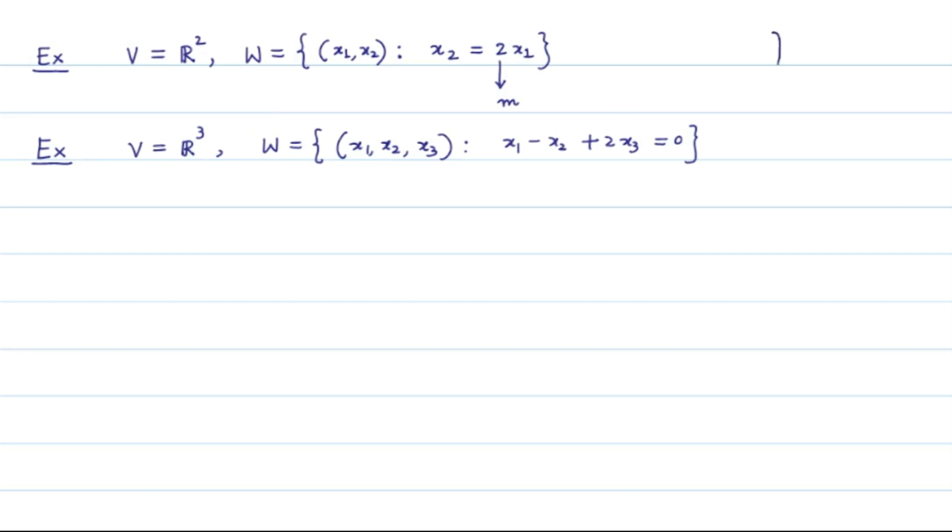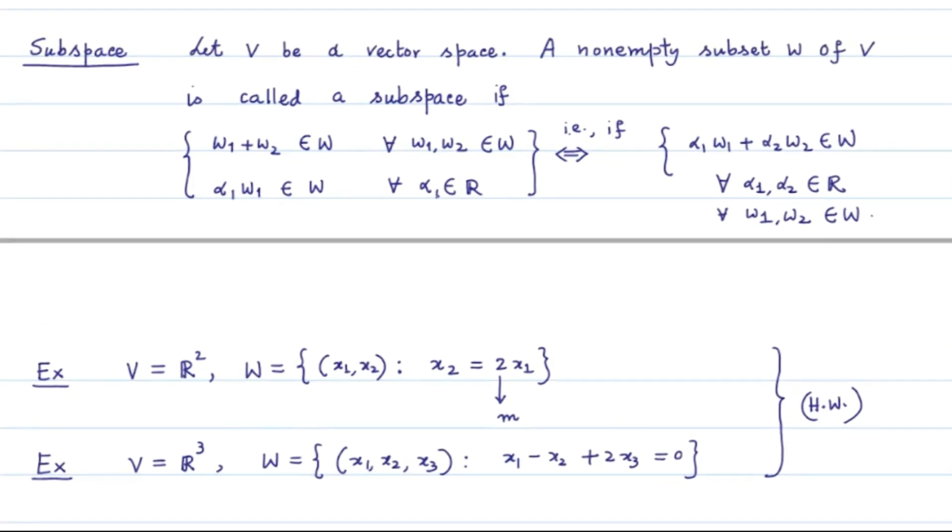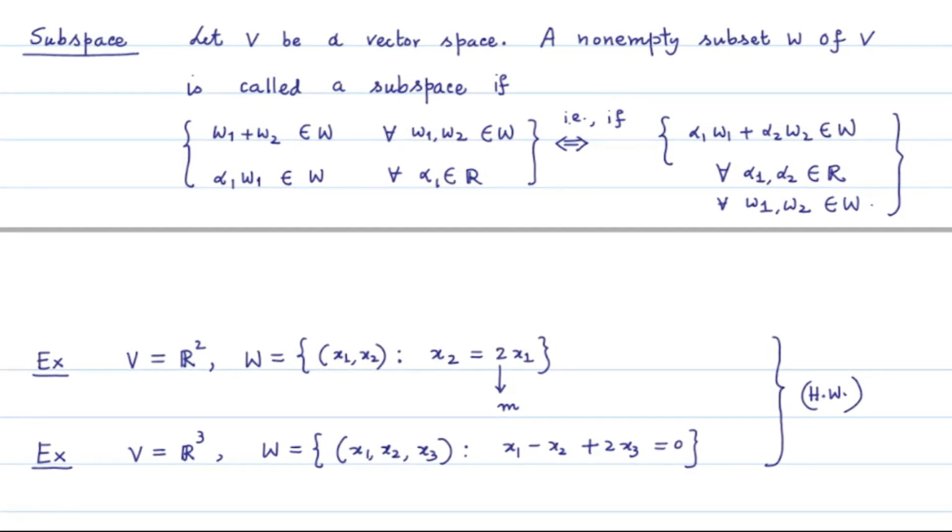I am keeping these two examples as a home task to verify that these two sets W in these two examples satisfy this condition. In fact, we can show that any line passing through the origin in the 3D space is also a subspace of the three-dimensional Euclidean space.